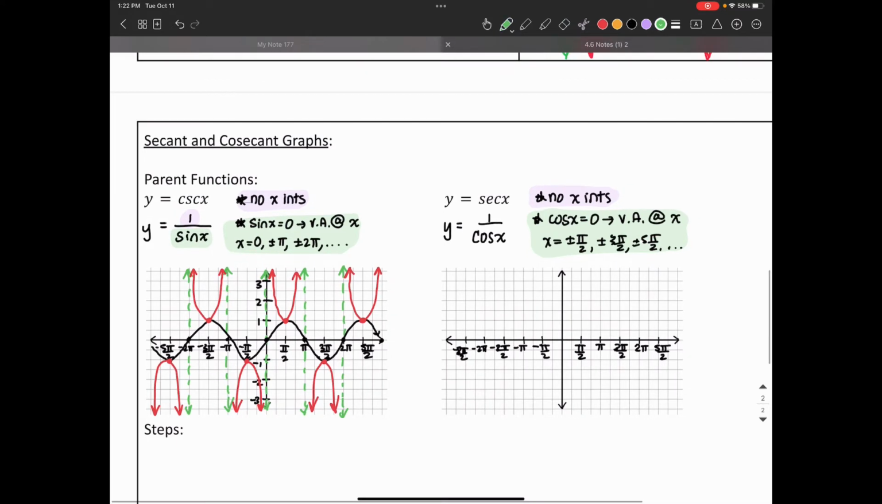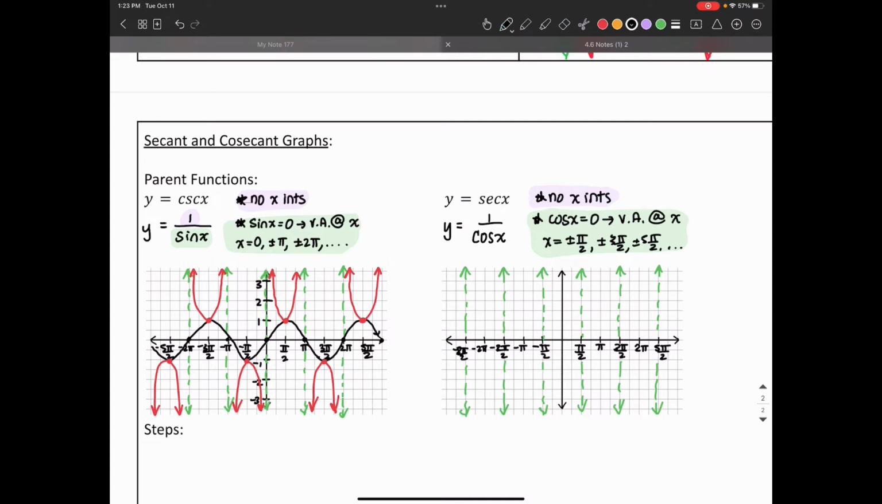So I'm going to have a vertical asymptote at pi over 2. I'm going to have one at 3 pi over 2. I'm going to have one at 5 pi over 2. And negative pi over 2. And negative 3 pi over 2. And negative 5 pi over 2. And those are my vertical asymptotes.